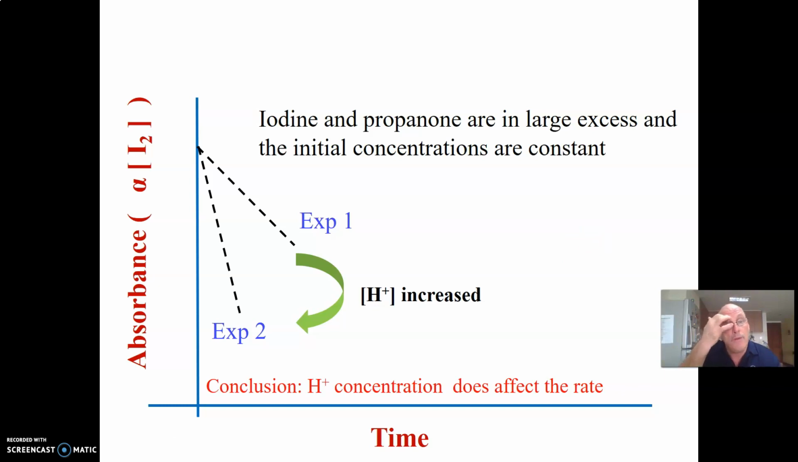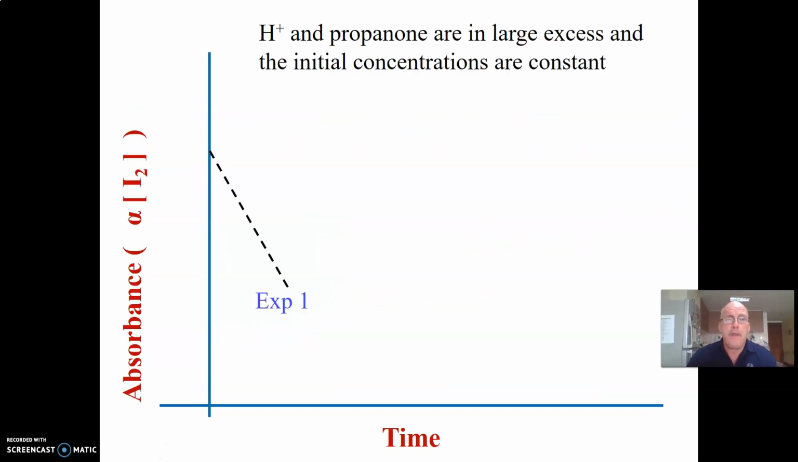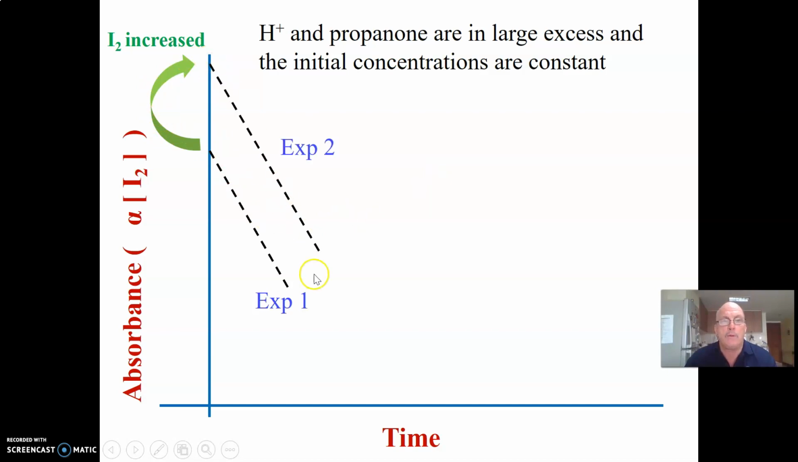So far, we've discovered that both propanone and H+ have an effect on the rate. Now, in the final experiment, we are going to find out if iodine affects the rate of reaction. So we're starting here in experiment 1, but we'll drop or raise this starting point, this initial concentration. We'll change it and see if the gradient is affected, okay? So there's experiment 1. Increase the iodine concentration to a higher initial value, and wow, look what's happening.